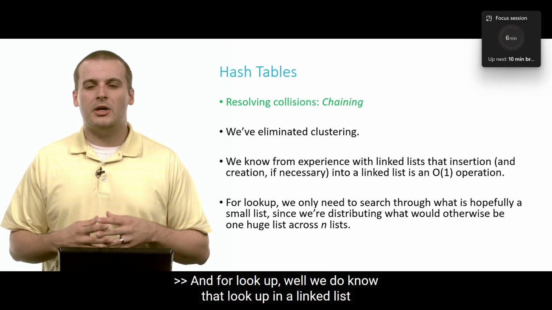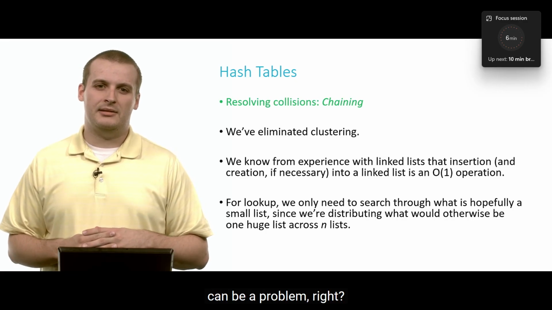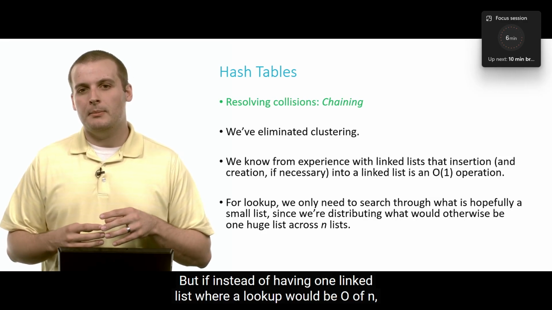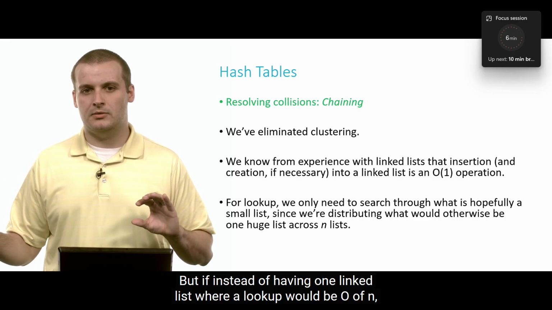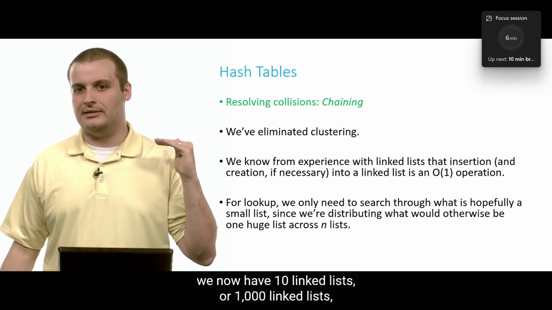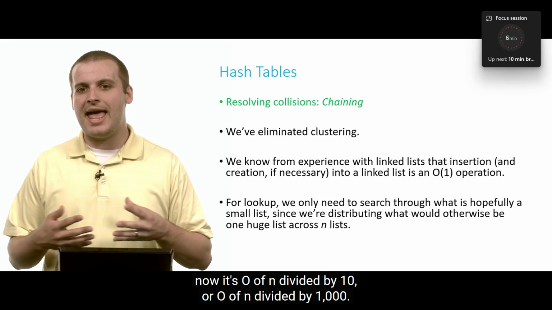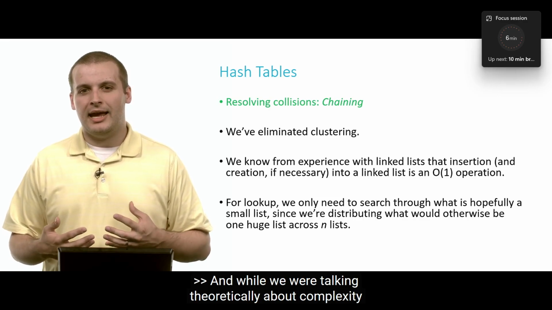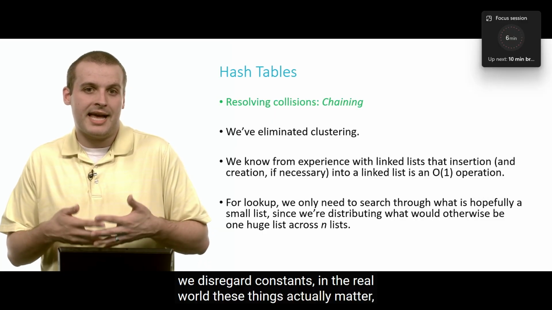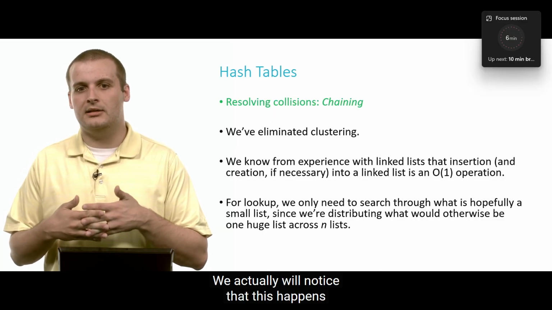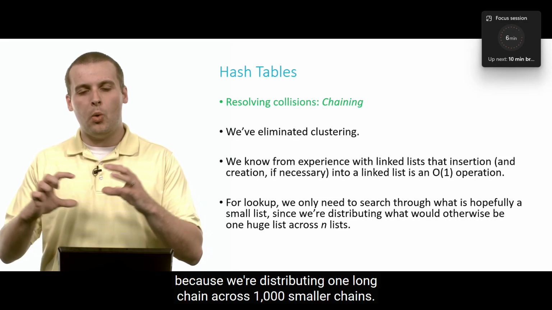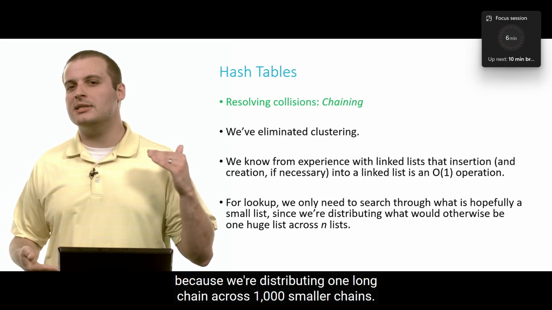And for lookup, we do know that lookup in a linked list can be a problem, right? We have to search through it from beginning to end. There's no random access in a linked list. But if instead of having one linked list, where a lookup would be O of n, we now have 10 linked lists or 1,000 linked lists, now it's O of n divided by 10, or O of n divided by 1,000. And while when we're talking theoretically about complexity, we disregard constants, in the real world, these things actually matter, right? We will actually notice that this runs 10 times faster or 1,000 times faster, because we're distributing one long chain across 1,000 smaller chains.